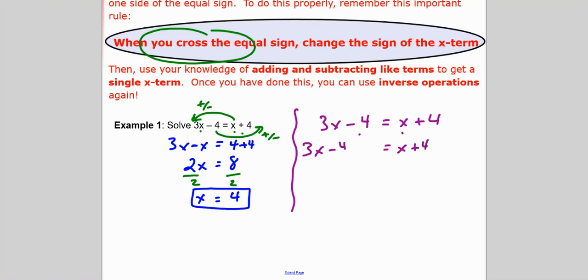But of course, what did we take away on this side? We want to get rid of one of the x's. So what we do on the right, we must do to the left. And what we didn't want on this side was the negative 4. So we need to add 4. And on this side, we would also add 4.